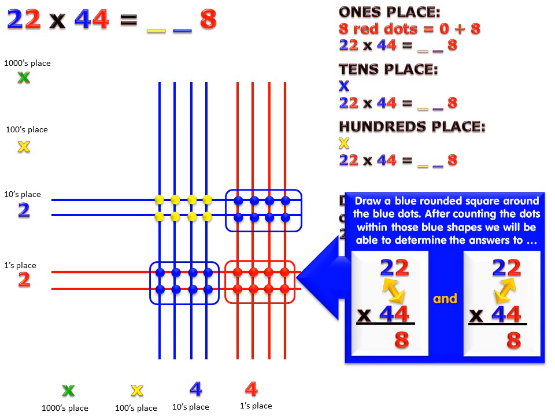Draw a blue rounded square around the blue dots. After counting the dots within those blue shapes, we will be able to determine the answers to 4 in the ones place times 2 in the tens place, and 4 in the tens place times 2 in the ones place.